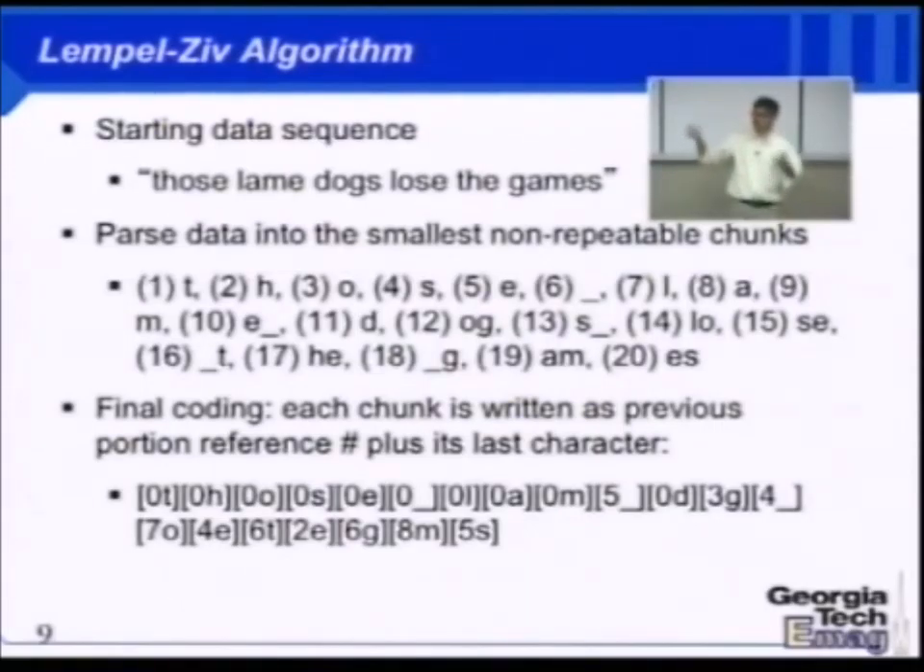So now when I go to encode that, what I do is I encode whatever comes before that, and then the letter in that alphabet that is in my key. So, for example, 0 would say nothing comes before T, and then there's a T. So 0T. And the next thing, H, I encode that as 0H in my final output. The next thing, 0O, 0S, 0E, 0 space, 0L, 0A, 0M.